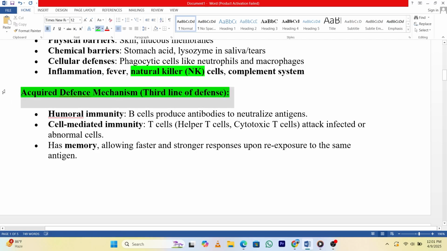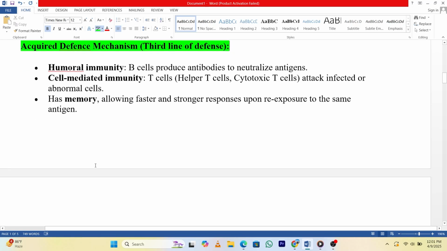Acquired defense mechanism, third line of defense. Humoral immunity: B cells produce antibodies to neutralize antigens. Cell-mediated immunity: T cells, helper T cells, cytotoxic T cells, attack infected or abnormal cells. Has memory, allowing faster and stronger responses upon re-exposure to the same antigen.